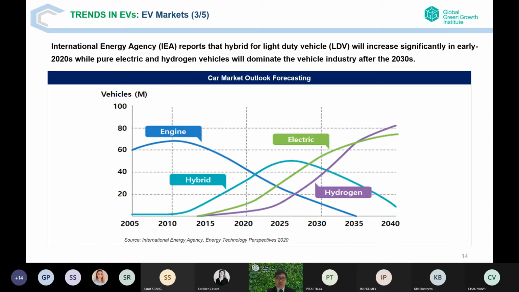According to the IEA report, hybrids for light duty vehicles would increase significantly in the early 2020s. So hybrid is quite popular, but in the future electric and hydrogen will dominate the transport sector. So we have to prepare for the adoption of two types of mobility system.